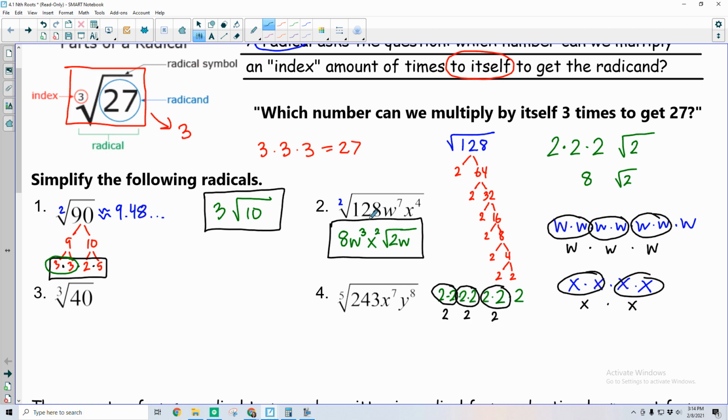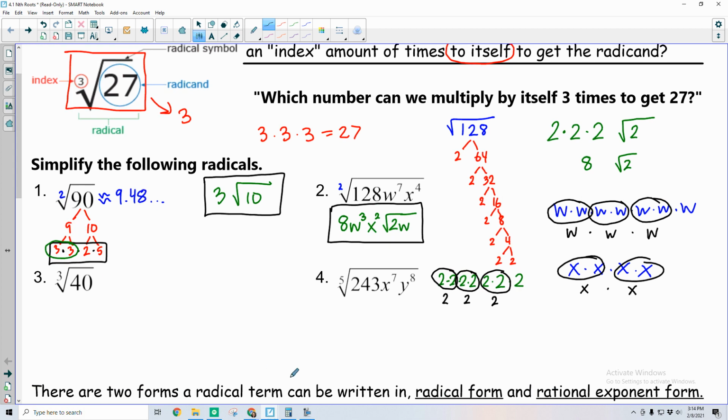All right, take a second, pause this video, and see if you can figure out how to do 3 and 4 before I continue. So pause here and try them out. All right, let's go over 3 and 4 and see how they are done.